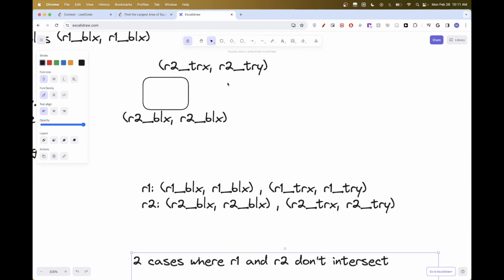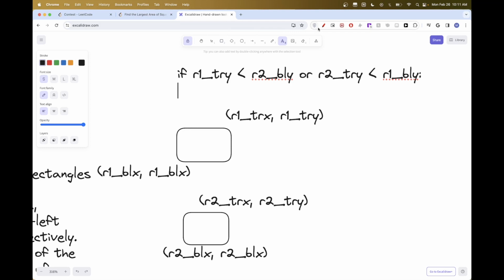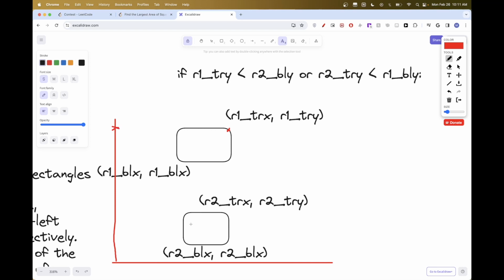Let me draw this for you here. Okay, so either R1 TRY, which is this position here but on the y-axis, is lower than this here, then that tells you there is this gap, right? So either the top right is below the bottom left of the other one, that tells you that it's below it. Or if this was R2 and this was R1, then just reverse it, where R1 TRY is smaller than R2 BLY, right?